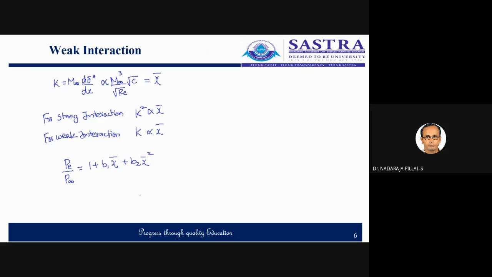So by having the assumption that K is small enough, we can write PE by P infinity, that is equal to 1 plus B1 into chi bar, right? So the point here is that the chi bar is the governing parameter that dictates the induced pressure increment for the hypersonic viscous interaction, right? So in both the cases, even in the strong interaction also, we had the similar equation, right?